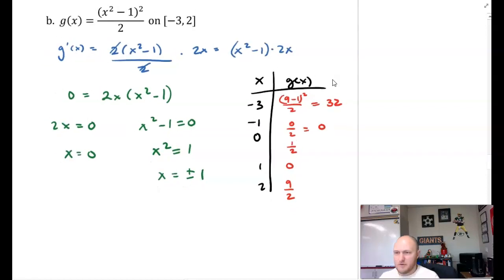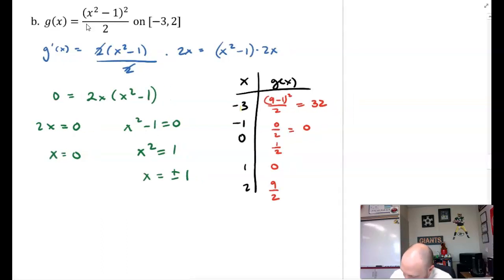So there's my table values, right? And we just plug those directly back into g of x. And then now we're going to determine what is the absolute maximum, what is the absolute minimum. So it looks like our maximum value is here at 32, and our minimum value is here at -1 and 1, which gives us a value of 0.